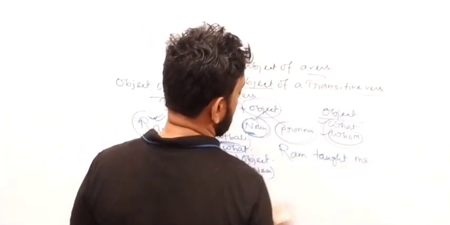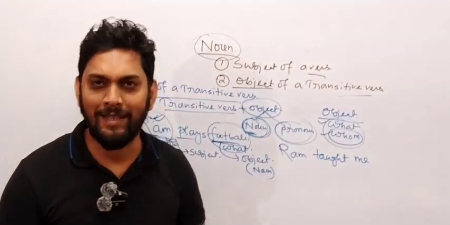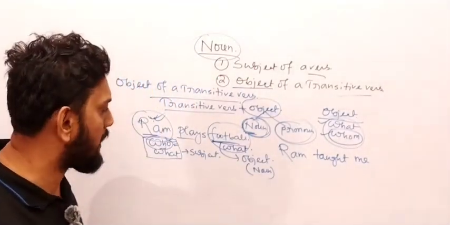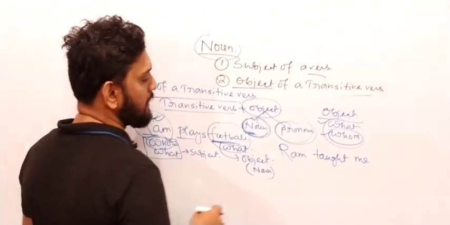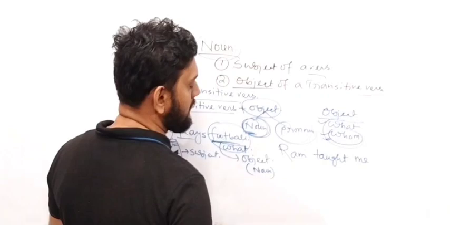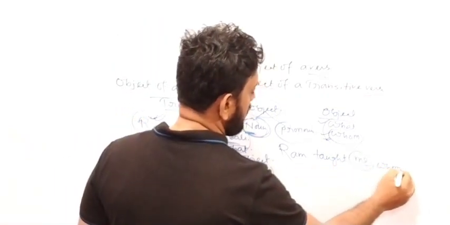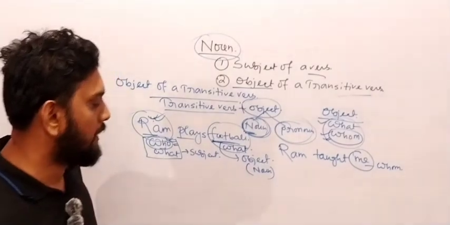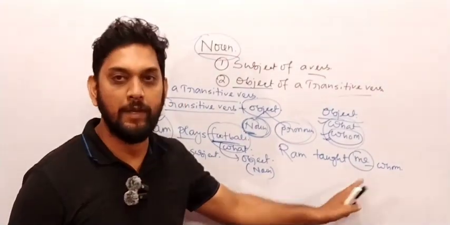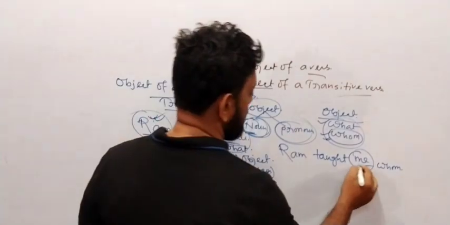Ram taught me. Now, if I ask you how can you find out the object in this sentence? Using the WH question word whom, you can easily find out: Ram taught whom? So we got the answer, me. So me should be the object of this sentence.